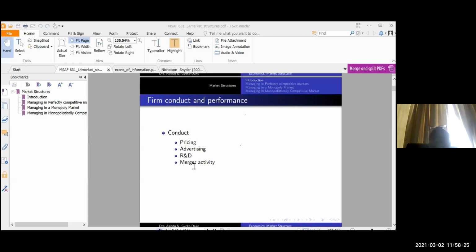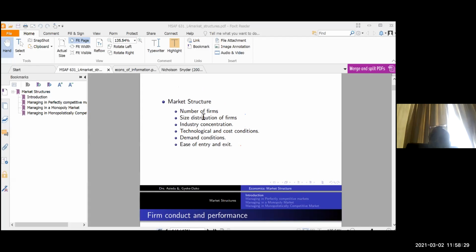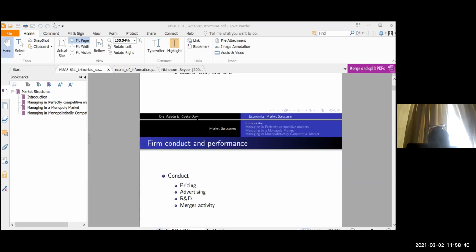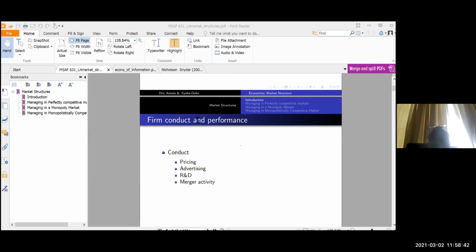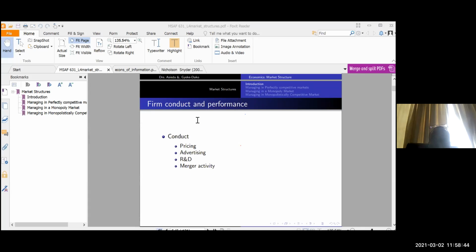Companies can merge. It's a conduct, depending on the structure of the market. Maybe there are two big companies, and the size distribution is such that some are too big and some too small. The small ones can come together to be more competitive. I think we saw it even in the banking sector in Ghana and also with Tigo.